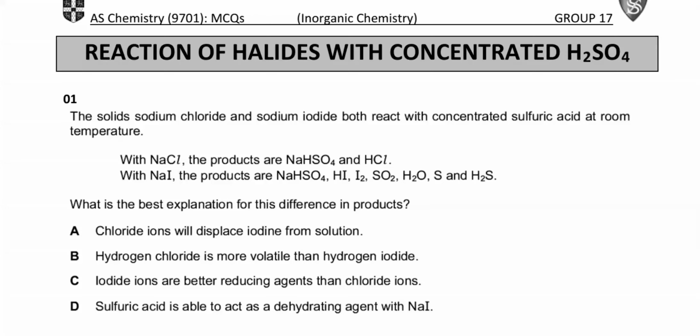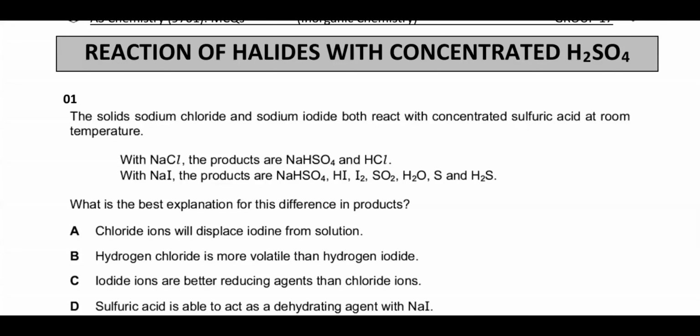Reaction of halides with concentrated sulfuric acid. MCQs. Question 1. The solid sodium chloride and sodium iodide both react with concentrated sulfuric acid at room temperature. With NaCl, the products are NaHSO4 and HCl. With NaI, the products are NaHSO4, I2, SO2, H2O, sulfur, and H2S. What is the best explanation for this difference in products?